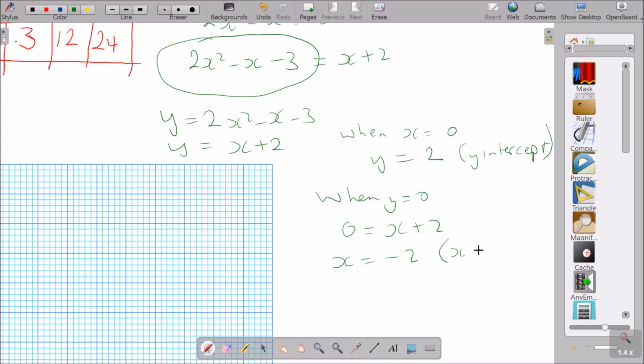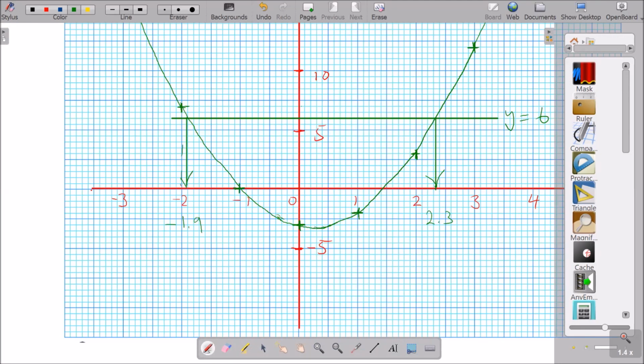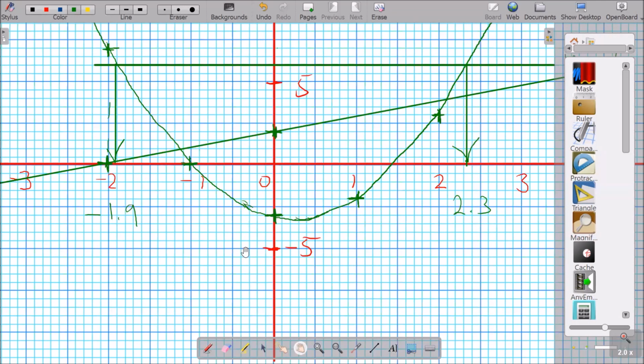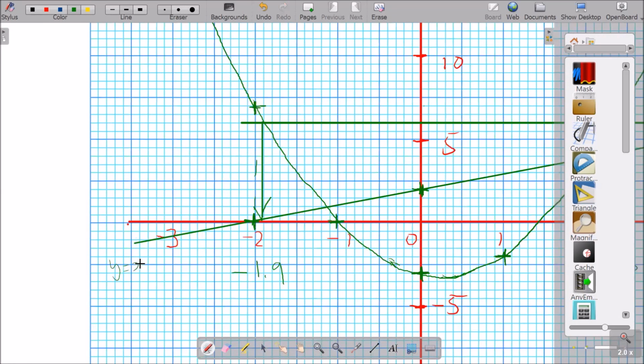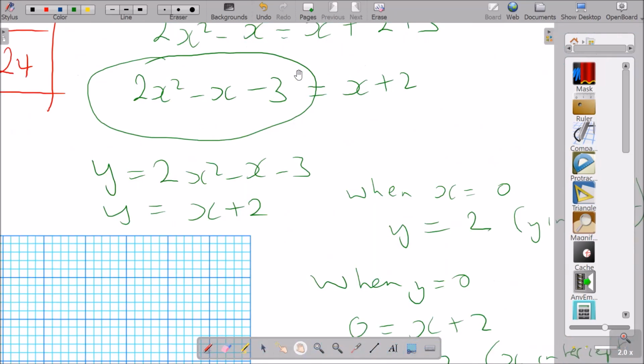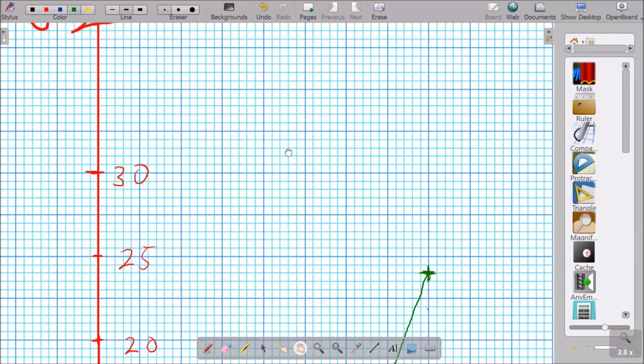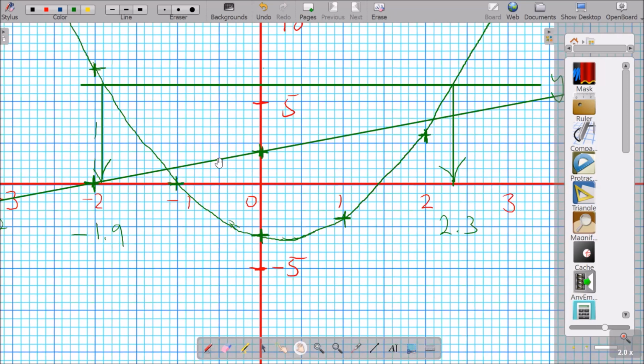This is the x-intercept. So now we can say this is the x-intercept, minus 2, and 2 on y. Join the 2 points. This is the graph of y is equal to x plus 2. So we want to see where x plus 2 is equal to 2x squared minus x minus 3. So it's this curve, our quadratic curve, and our line. So we want the x values. So we go to the points of intersection. So these are the points we are looking at.